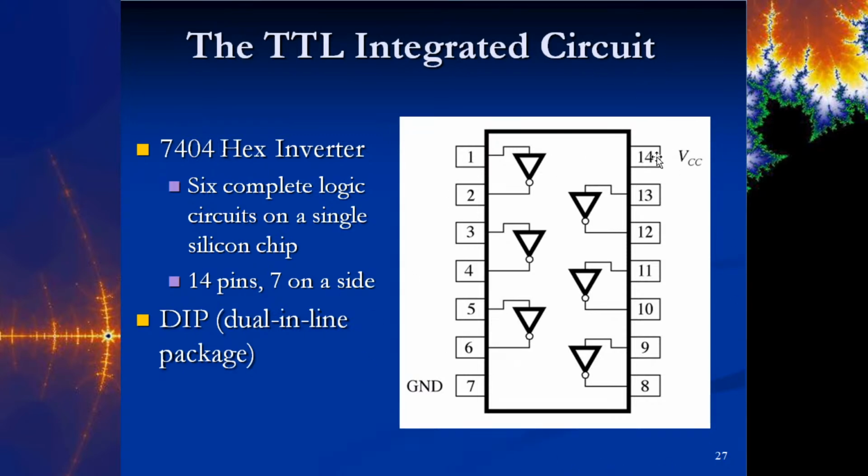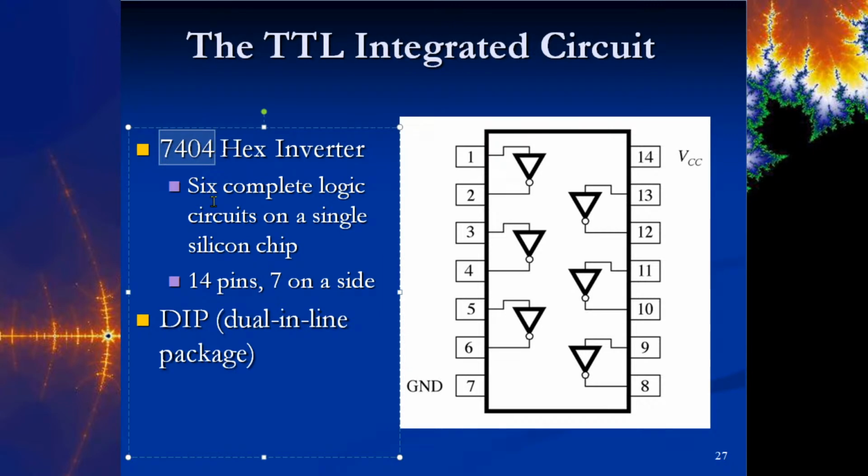So 14 is always the power, and 7 is always the ground, right? 14 power, 7 ground. Right? And so this is what we call a 7404.